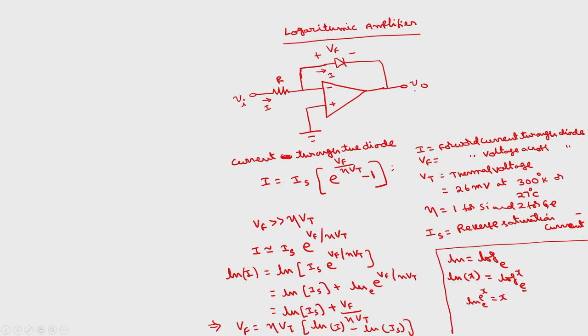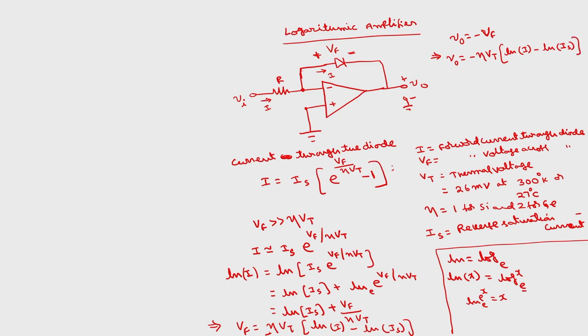But what is V naught? This is with respect to ground, and this Vf is across plus and minus. You can easily see that this is also a ground point, a virtual ground. So, V naught is equal to minus Vf. Therefore, V naught is equal to minus eta Vt times logarithm of I minus logarithm of Is.